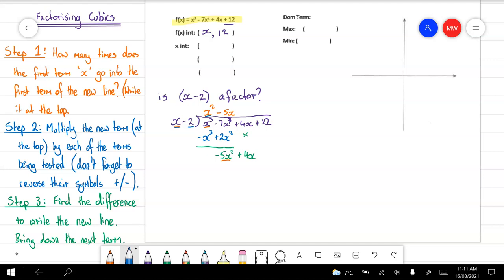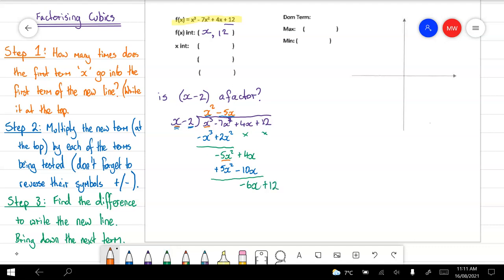To step 2, we're now looking at this minus 5x here, and we're multiplying it by these two terms here. So minus 5x times x makes minus 5x squared. We'll write that down as plus 5x squared. Minus 5x times minus 2 makes positive 10x, so we will minus 10x. Step 3, difference between these, minus 5x squared plus 5x squared is nothing. 4x minus 10x makes minus 6x. Bring down the positive 12 while we're here.